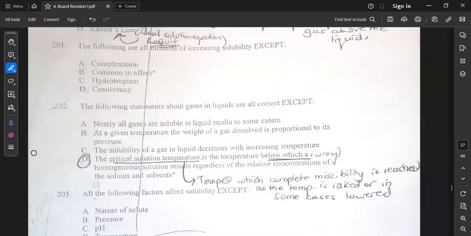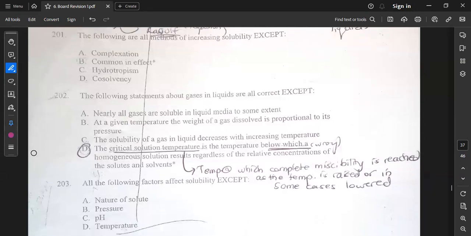So number 203, all the following factors affect solubility except nature of the solute, pressure, pH, and temperature.